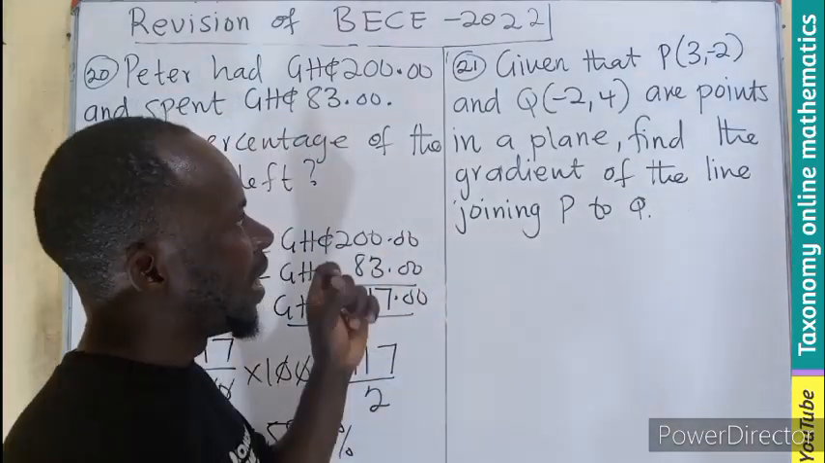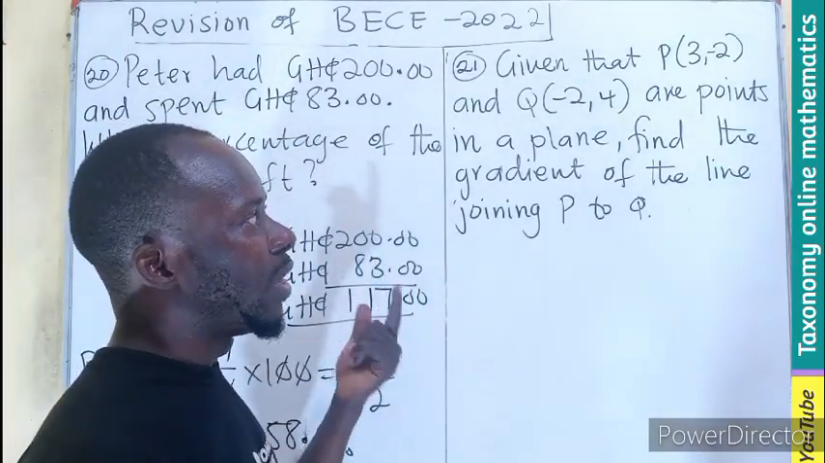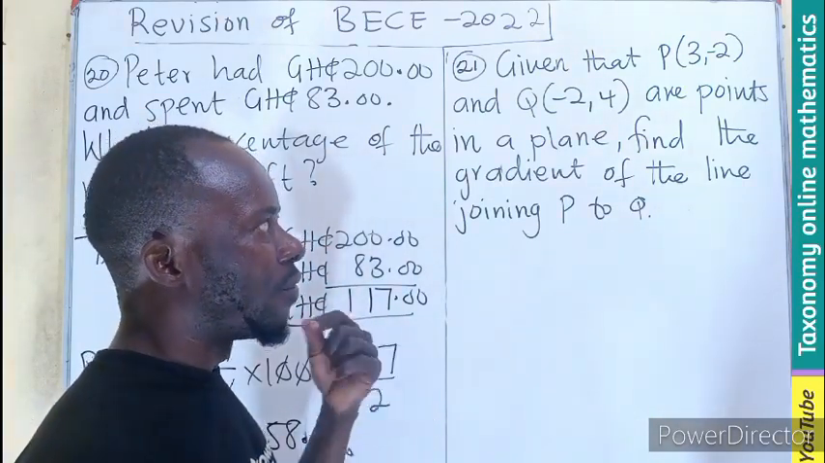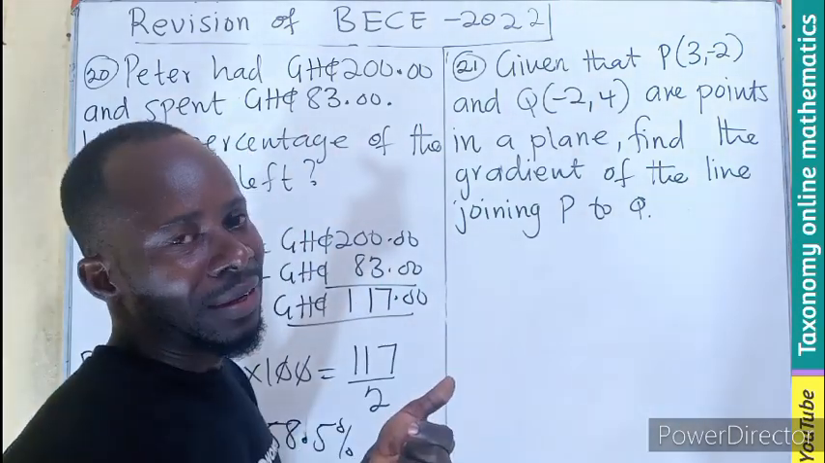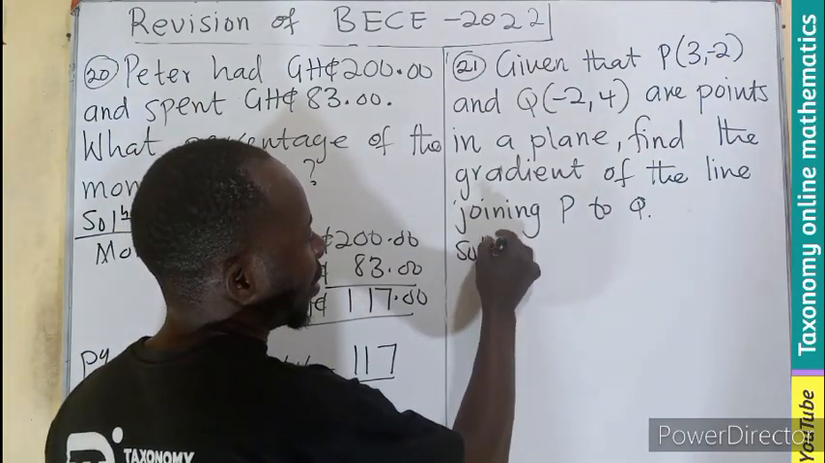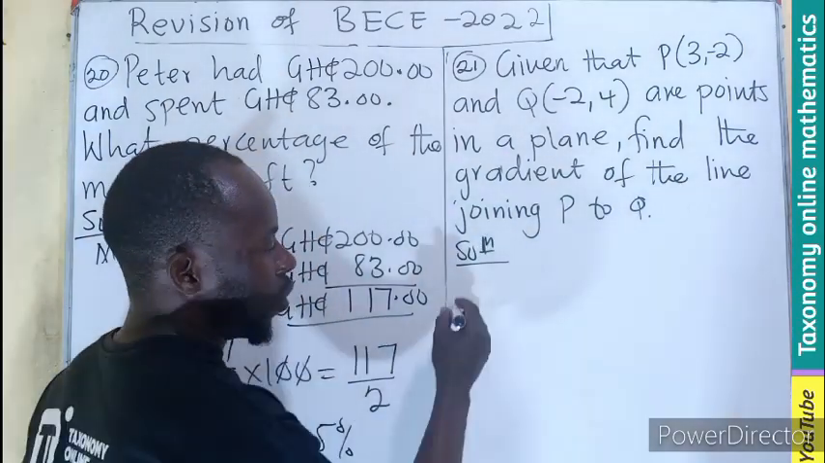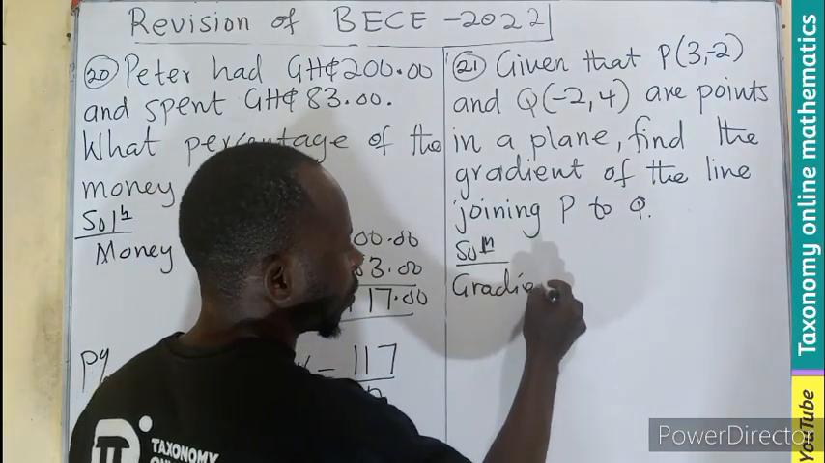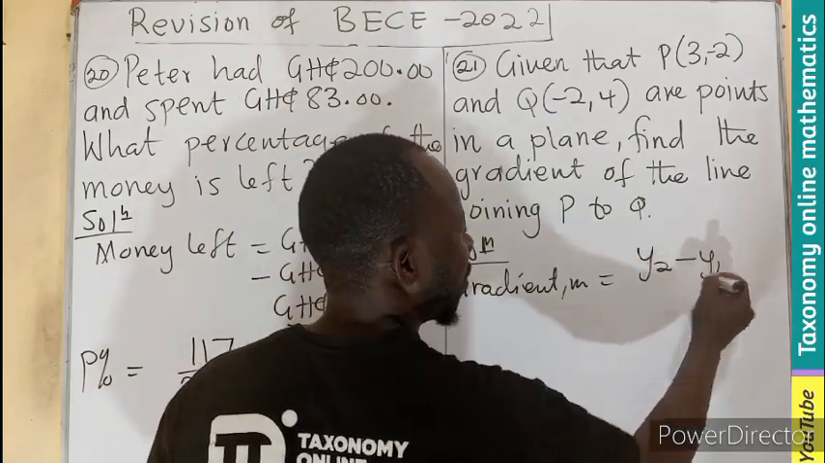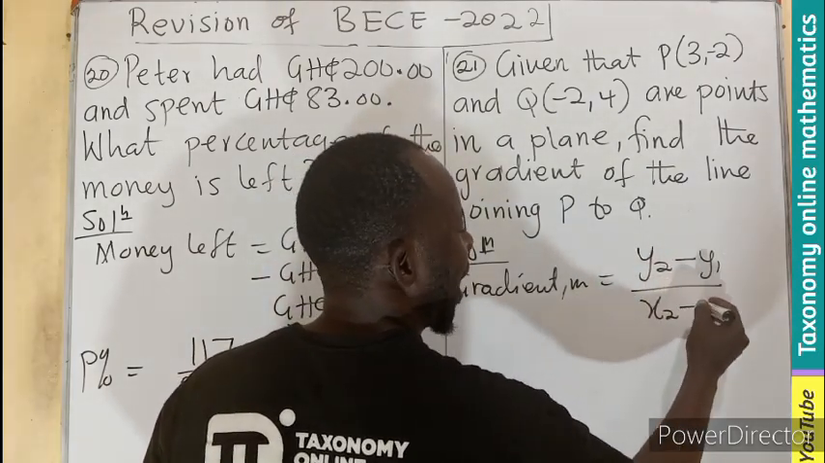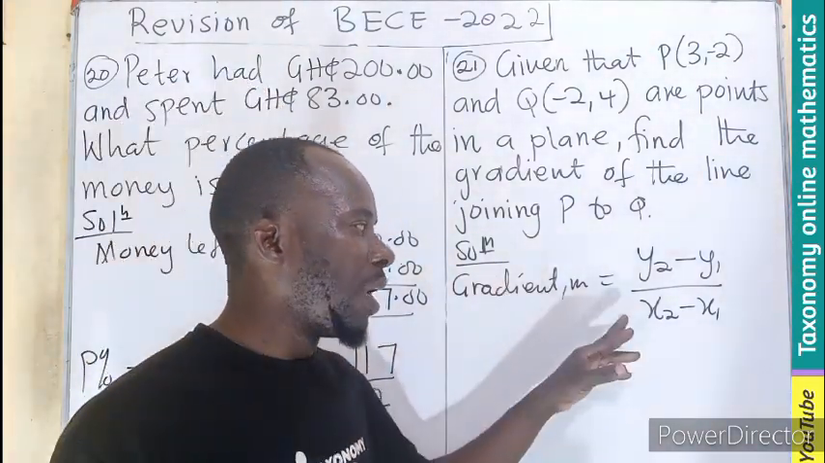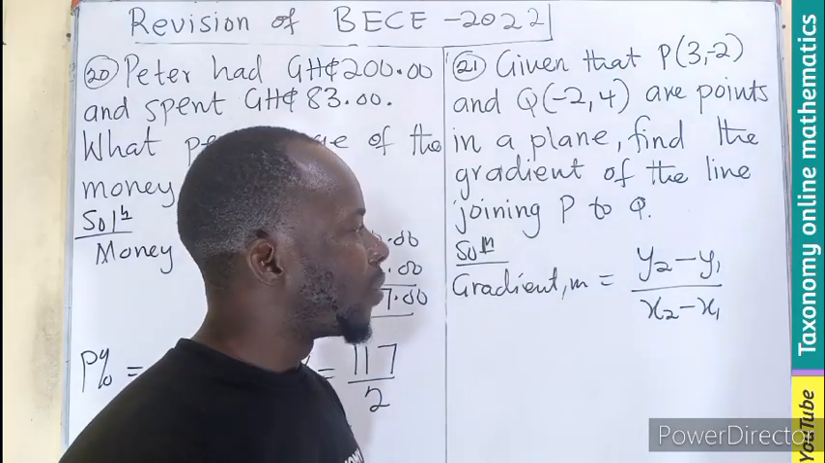So number 21, given that P is a point having the coordinate 3 and minus 2, Q is having the coordinate of minus 2 and 4. These are the points in the plane. We are asked to find the gradient of the line joining P and Q. We know gradient is going to be the change on the y-axis over the change on the x-axis. It could be y1 minus y2 over x1 minus x2. You will still come back to the same answer.